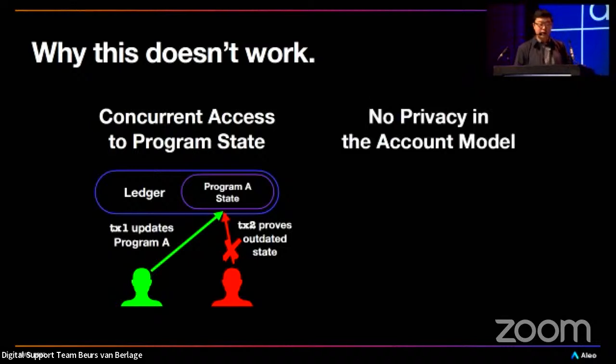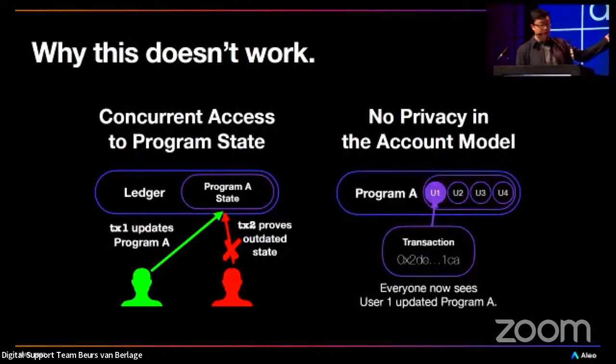A second problem naturally with this design is that there is no privacy in this account model. And so when user 1 here updates program A, everyone on the network will be able to see that user 1 made this update. And this will apply for every subsequent user in this network as well. And frankly, it'll be very easy for everyone to retrace every one of these steps from users in this program, given that this history is now stored permanently on the ledger.